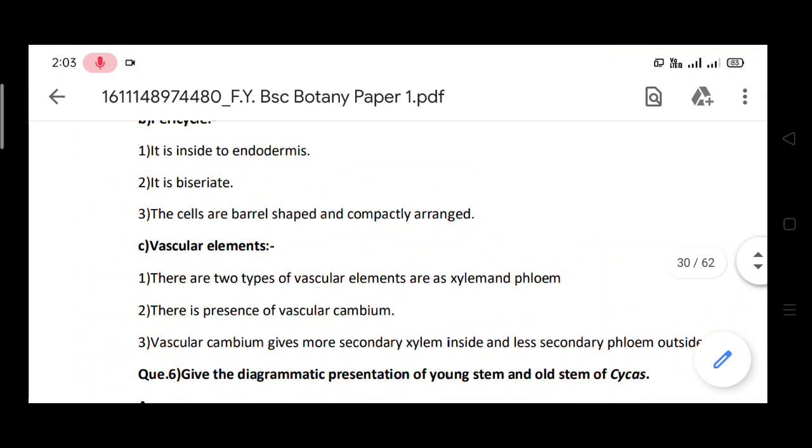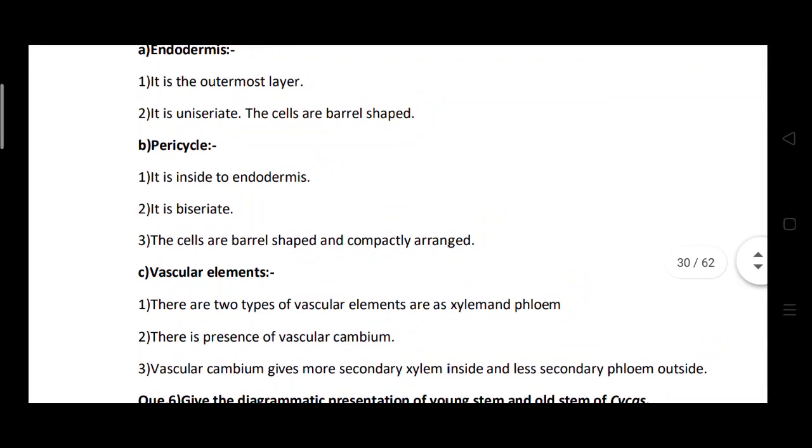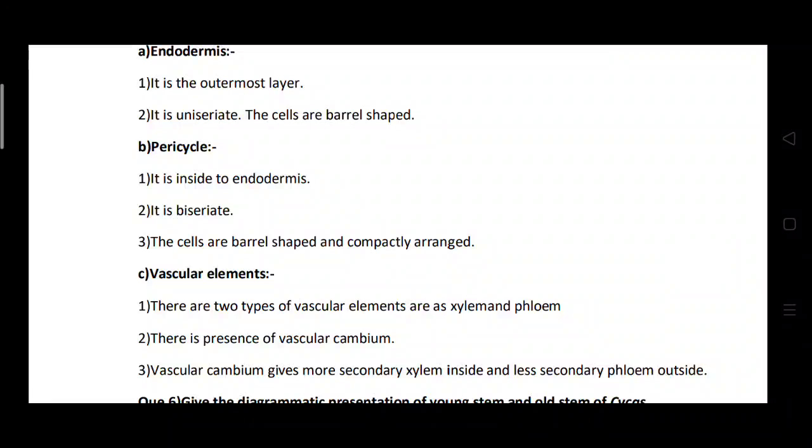So in today's video we have discussed the anatomical details of the young roots, coralloid roots and the old root of the Cycas plant.